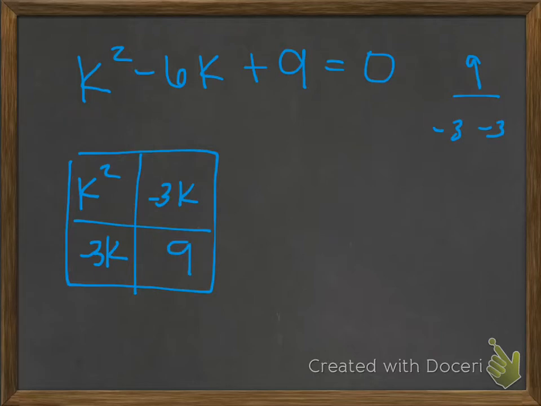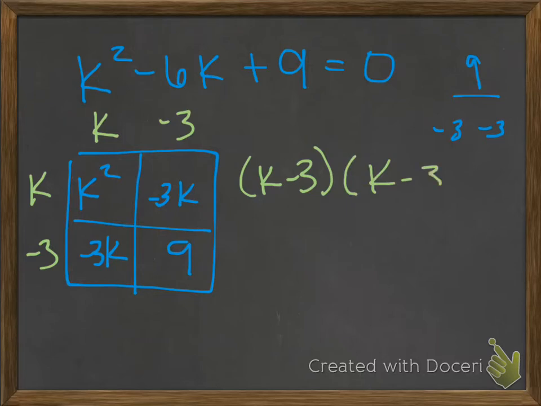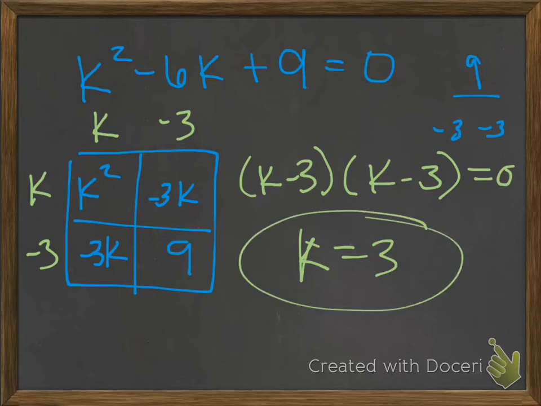We figure out what we can take out. So the first column I can take out a k, first row I can take out a k, second column a negative 3 and a negative 3. So I have k minus 3 and a k minus 3. So if I set these both equal to 0, I get the answer of k equals 3 both times. So the value that would work is, when my coefficient is 3, it would be perfectly divisible.